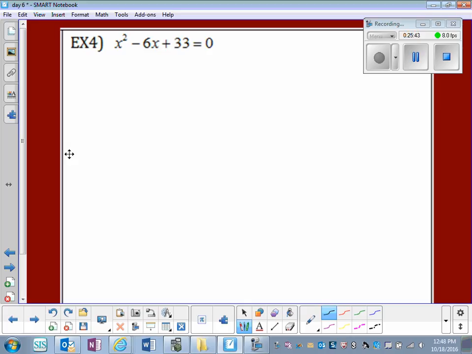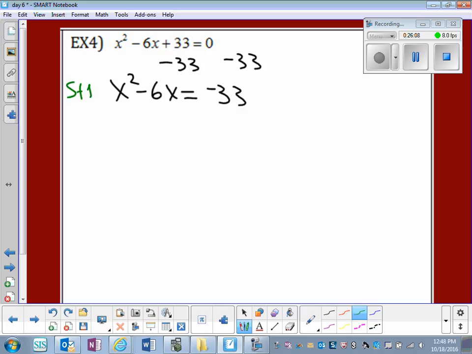Okay, so what is the first step to do? Kevin, what is my first step? Yes, I want to subtract 33 because I want the constant on the other side. So x squared minus 6x equals negative 33. So this is step 1. Now step 2. What do I do here? Kevin.